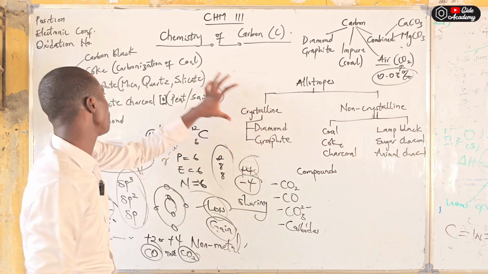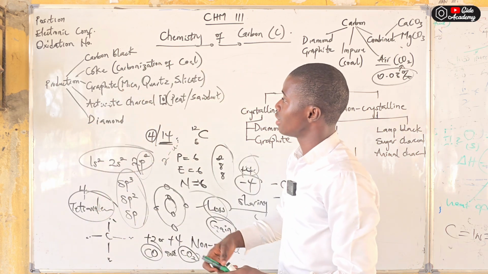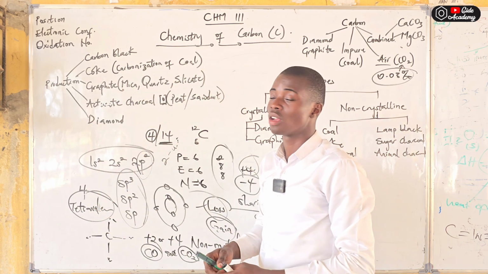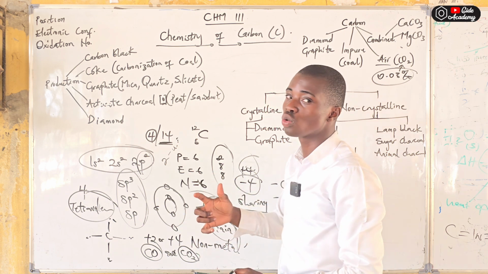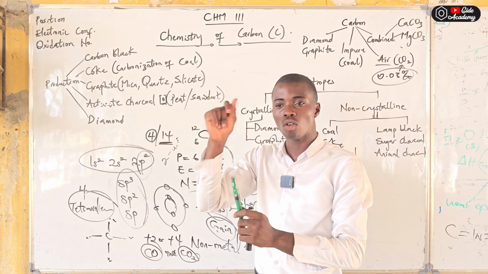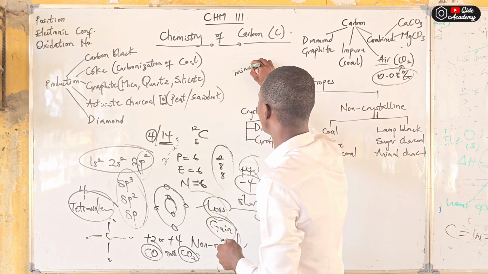So let's quickly come to the production of carbon. Carbon can actually be formed from carbon black. For those of us who don't know carbon black, the other name for carbon black is soot. And there is one old lamp we were using then, we call it the miner lamp.